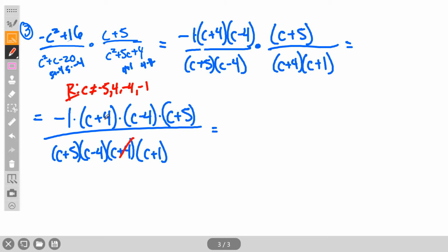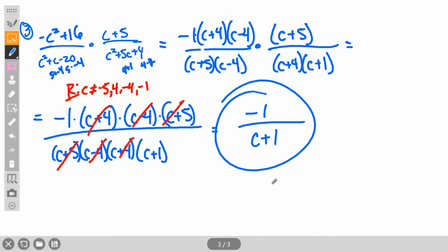All right, let's start canceling. So c plus 4, c minus 4, c plus 5. Okay, so what I'm left with, negative 1 in the numerator, c plus 1 in the denominator. So this would be my simplified expression. If you're doing this correctly, a lot of stuff should end up canceling. Shouldn't be left with much. This is what I'm left with. So you can write it like this, or you can put the negative sign out front instead of up there in the numerator. Either one is fine. I'd probably put it out front.